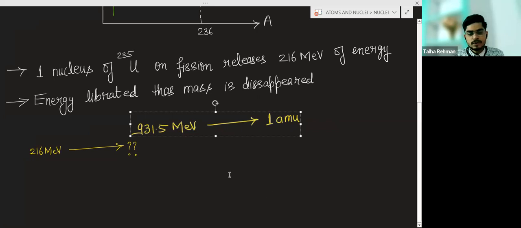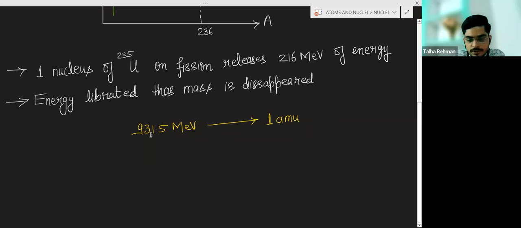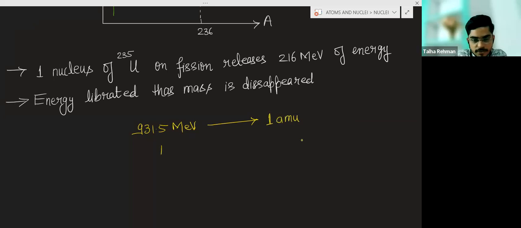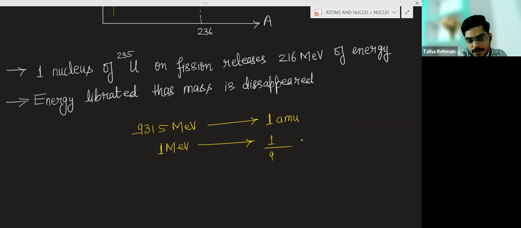So from this equation, if 931.5 mega electron volt energy is releasing, then 1 AMU mass will disappear. If 1 mega electron volt energy is releasing, then how much mass will disappear? 1 divided by 931.5 AMU.